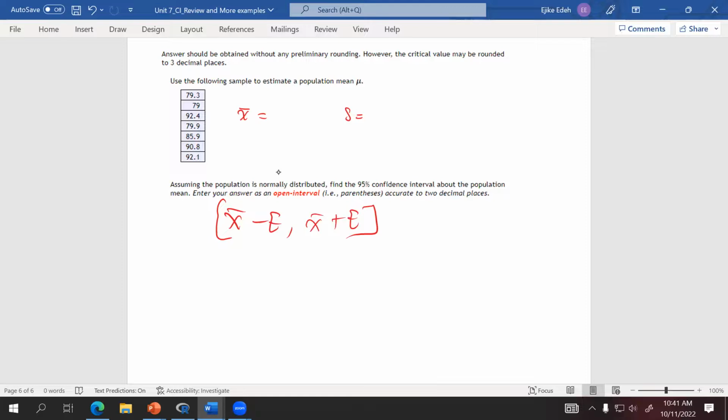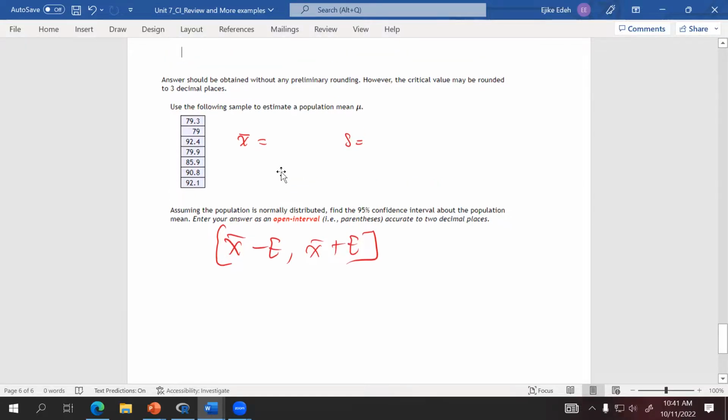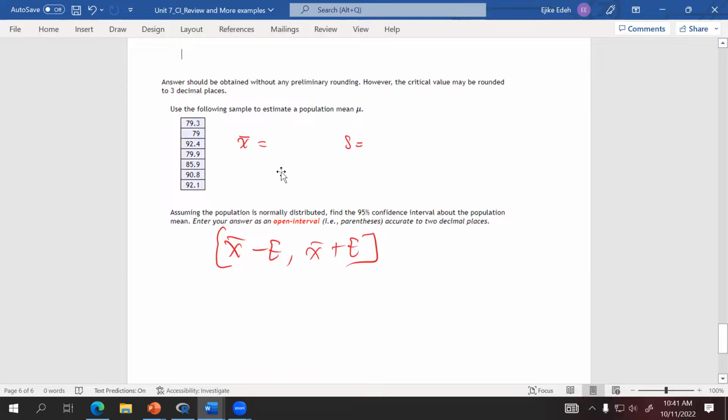So the margin of error you're going to use here is going to be T or C. It's going to be T, right? Because we don't know the population standard deviation, and we have a very small sample size. So if you expand this, what you are dealing with is the mean minus T alpha over 2 times the sample standard deviation divided by the square root of n on one side, and on the other side, the mean plus T alpha over 2 times the sample standard deviation divided by the square root of n. Okay, so that is what you have.